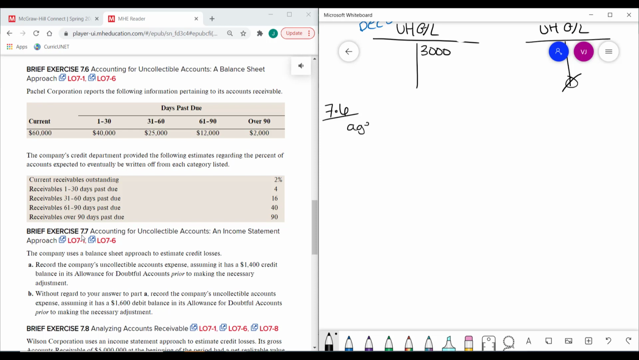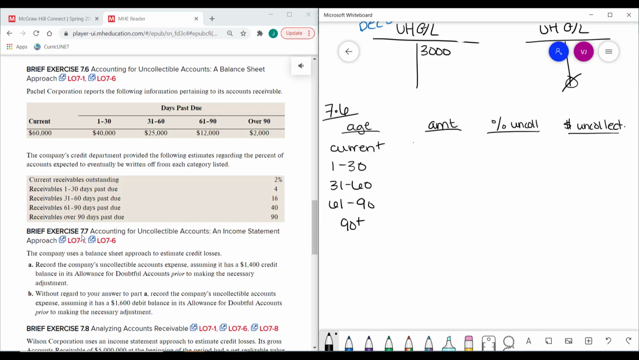So we'll do the age category: current, 1 to 30 days past due, 31 to 60 days past due, 61 to 90, and then 90 plus days past due. And then we'll do the amount that we're referring to, the percent of it that's deemed uncollectible, and then the dollar amount that is deemed uncollectible.